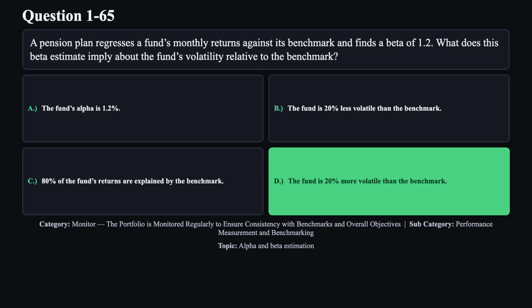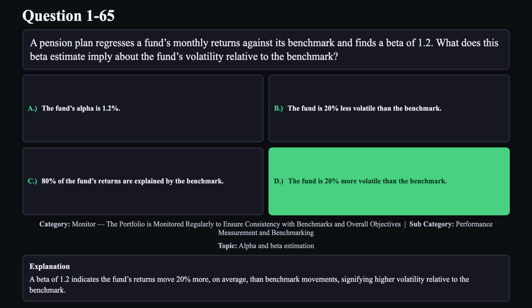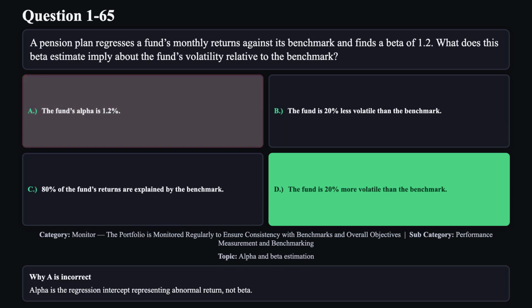The correct answer is D. A beta of 1.2 indicates the fund's returns move 20% more on average than benchmark movements, signifying higher volatility relative to the benchmark. Reason A is not correct. Alpha is the regression intercept representing abnormal return, not beta.